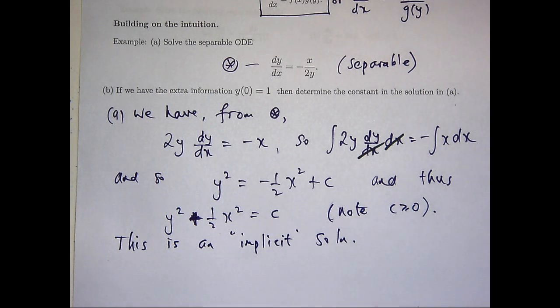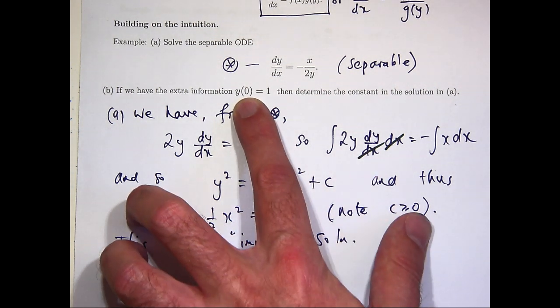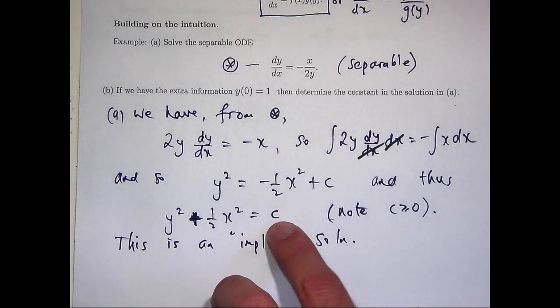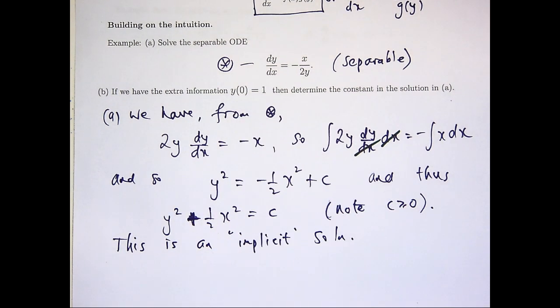Let's have a look at question B. Question B gives us a little bit of extra information about our problem. We know that the solution we're chasing has value 1 when x equals 0. This kind of information is known as an initial condition. So I might be able to find this general constant with this piece of information. Let's see if we can do that.